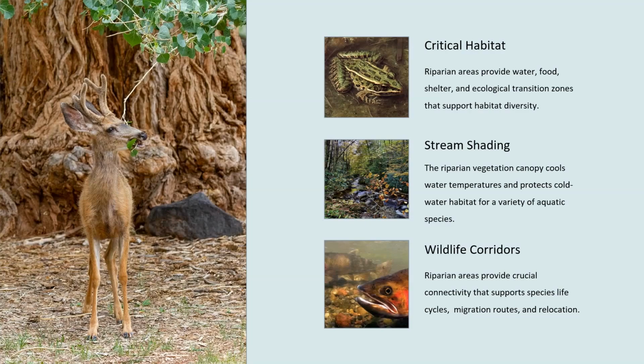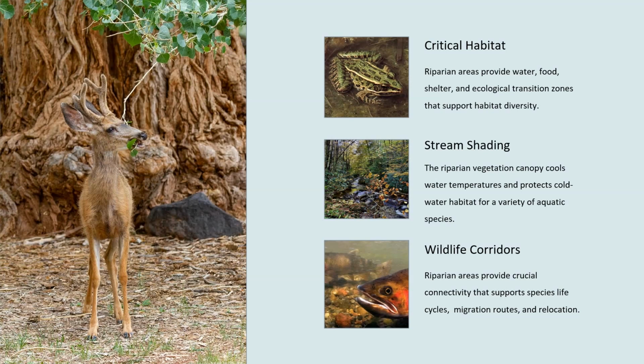Okay, so let's talk a little bit about habitat. The picture on the left is a deer chomping on a cottonwood tree, which again is riparian vegetation that's really common, particularly in the desert Southwest. It provides critical habitat for amphibians, insects, mammals, all kinds of different invertebrates, and reptiles. So it's food, water, shelter, and ecological transition zones that support habitat diversity.